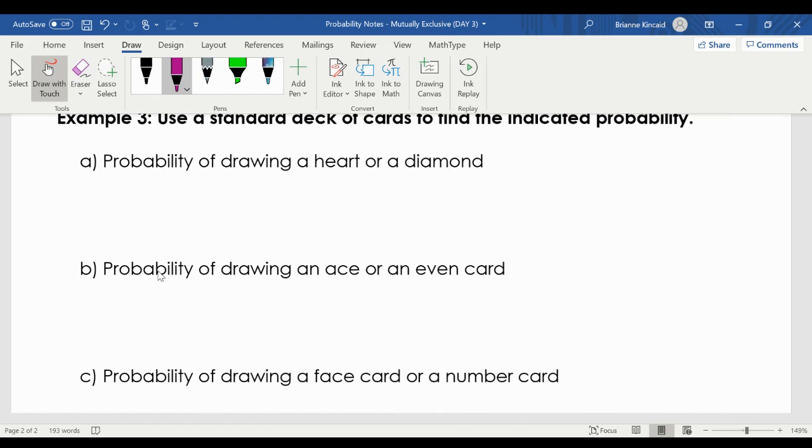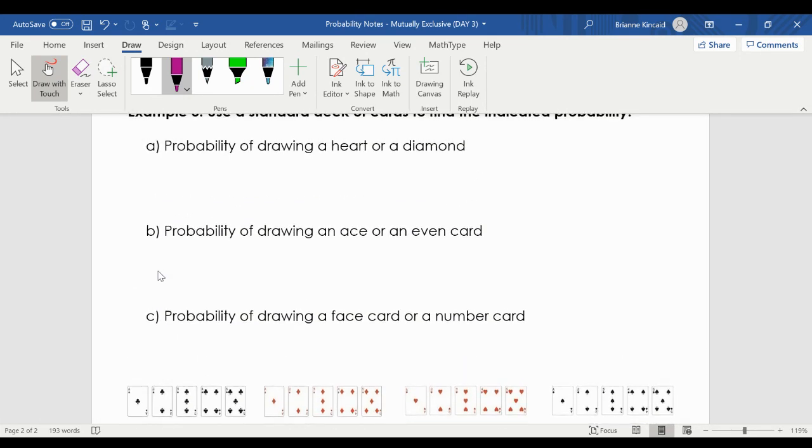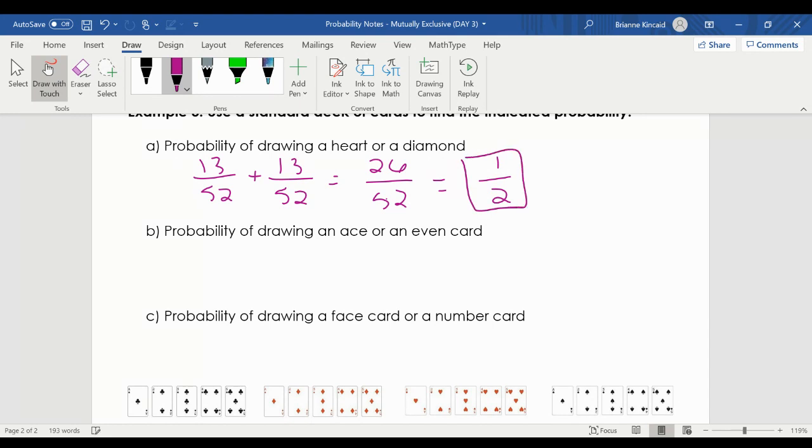So the probability of drawing a heart or a diamond, it's not possible to have two suits. So the probability of getting a heart is 13 out of 52. The probability of getting a diamond, there's 13 diamonds, so that's once again 13 out of 52. When we add them together, we're going to get 26 out of 52, and then we reduce to 1/2. So it is just as likely to draw a heart or a diamond as it is to draw anything else, which in this case would be clubs or spades.